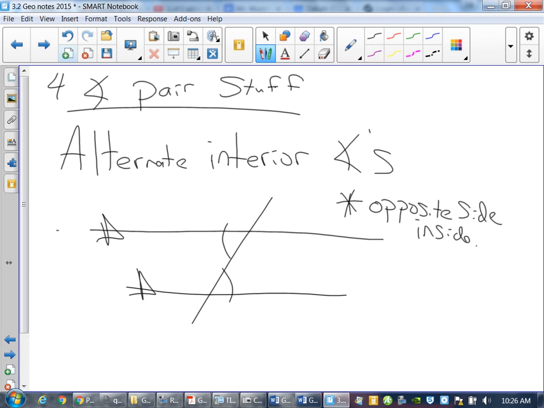They're on opposite sides of that transversal, on the inside of the lines. I think it's the easiest way to do it. I could give you the long-winded definition if you want. Opposite side, inside. They're on the opposite sides and they're inside. It's okay. Think about it.